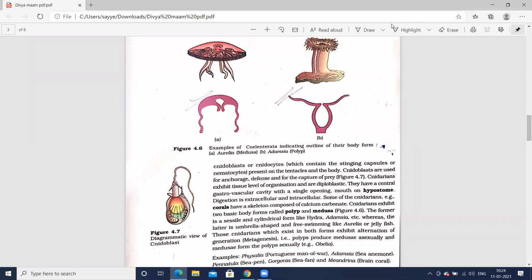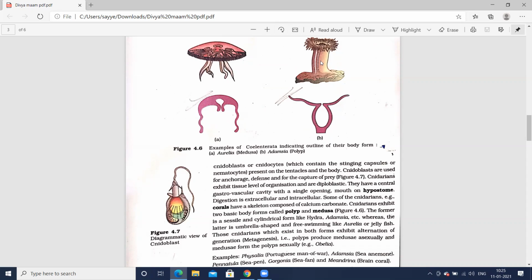Identify this first one. Is it polyp or is it medusa? It is medusa. Why do you think it is medusa? Umbrella shaped. Are they motile or sessile? Motile. Good.